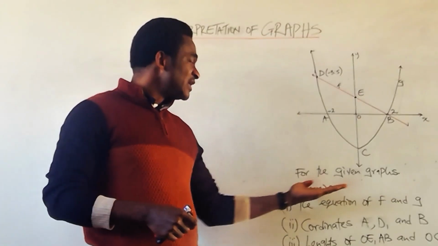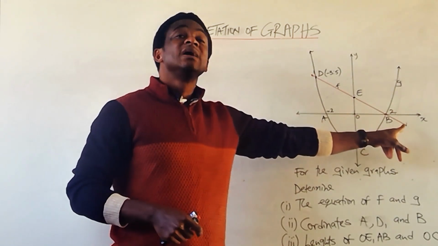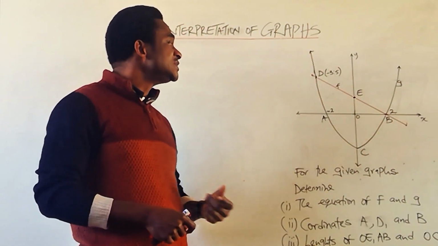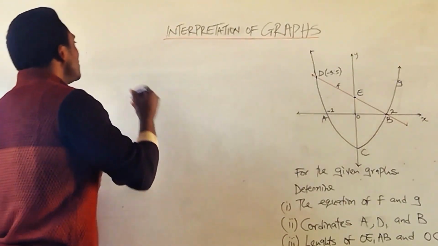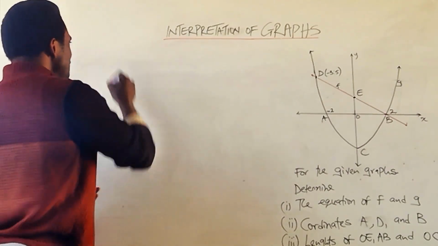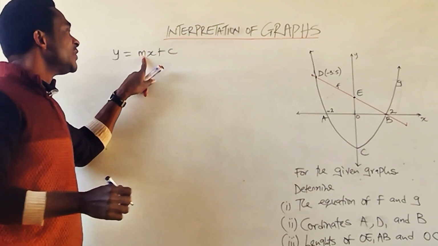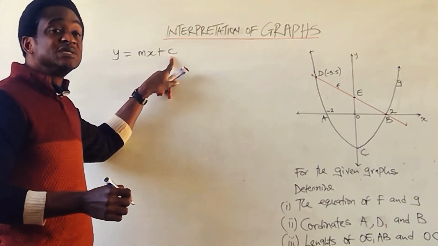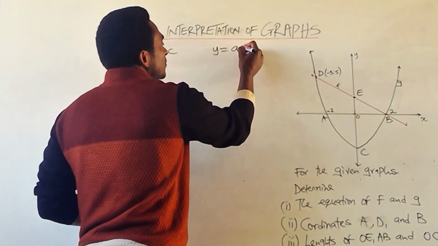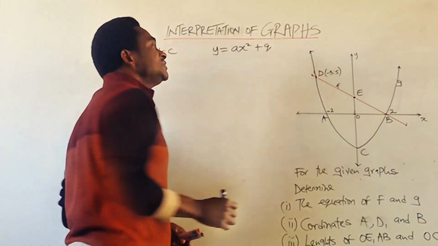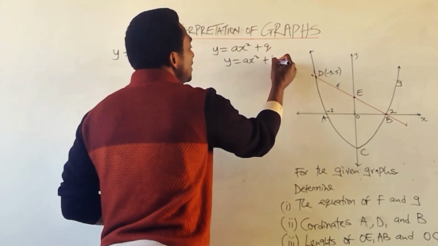It says for the given graphs, determine the equation of f and g. If we check here, the f here is a linear graph and the g is a parabolic graph. Identification is very important. First of all, we'll think about the general format for each of the graphs. The linear graph is given as mx plus c, where m represents our gradient and c represents our y-intercept. Whereas the parabolic function, the general format is ax squared plus bx plus c.